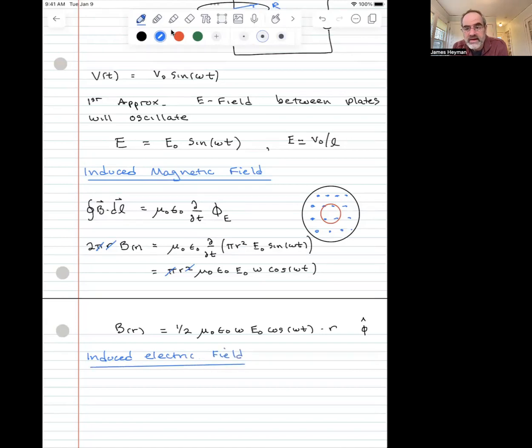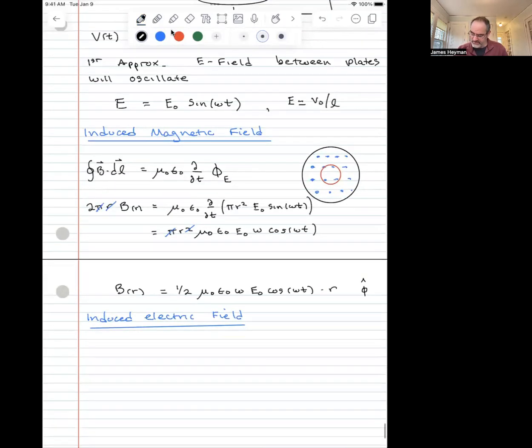Because of course, a changing magnetic field is going to induce an electric field, all right? Now to look at this, it's helpful to make a slightly different drawing. We'll look at the two plates as seen on edge. Okay?